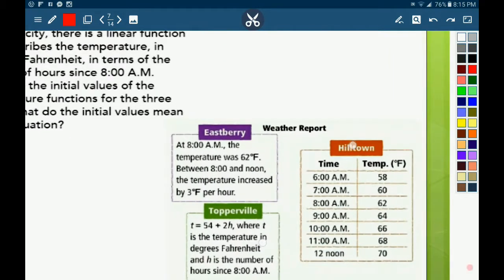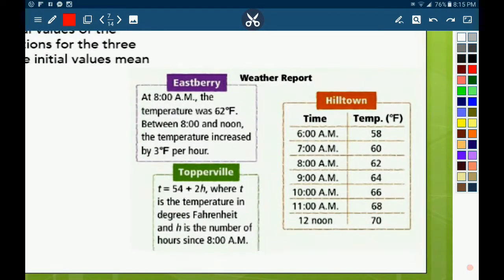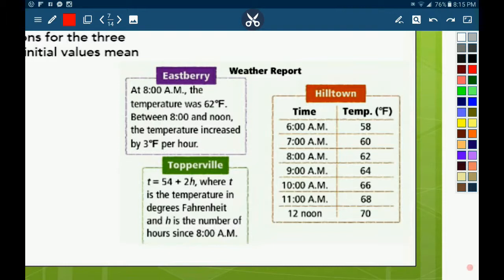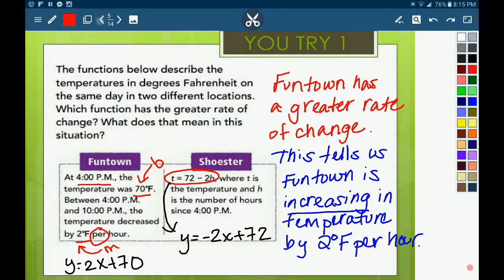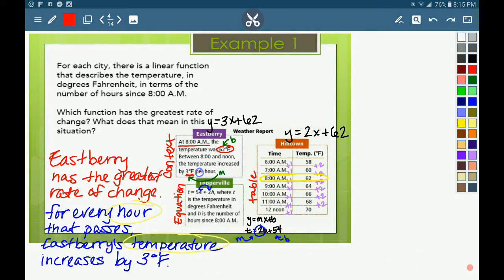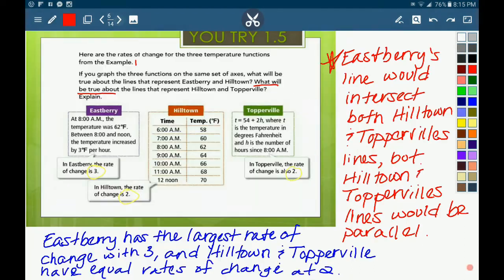So just like we were describing rate of change, now we're going to be describing initial value. We did really all the work on these from the first example slide, so I'm just going to rewrite what I wrote as the equations in the first example. So Eastbury was y equals 3x plus 62.